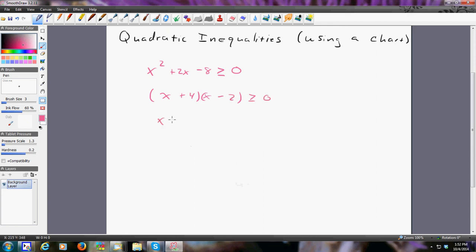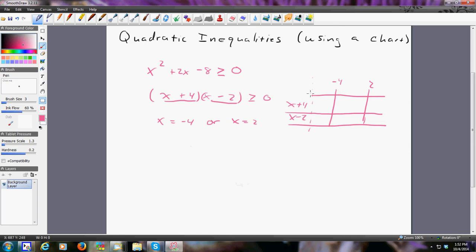So now I'm going to say x equals negative 4 or x equals 2. Those are my fence posts, negative 4 and 2. And then I put in these, x plus 4 and x minus 2.